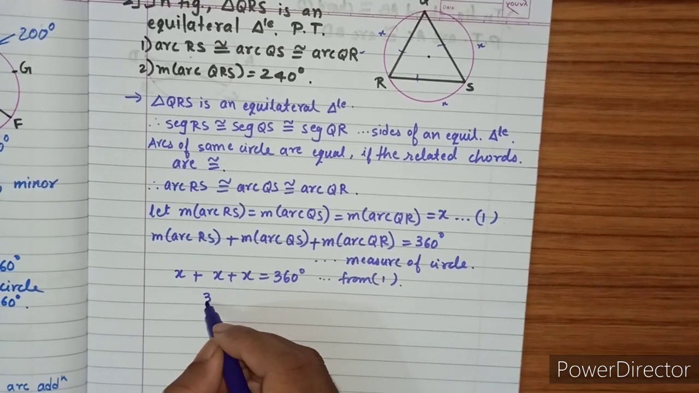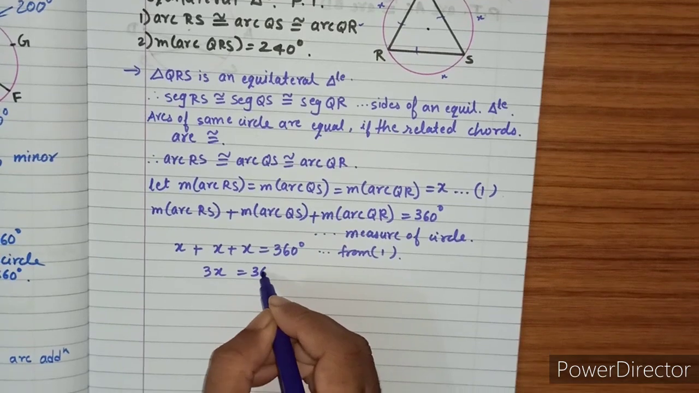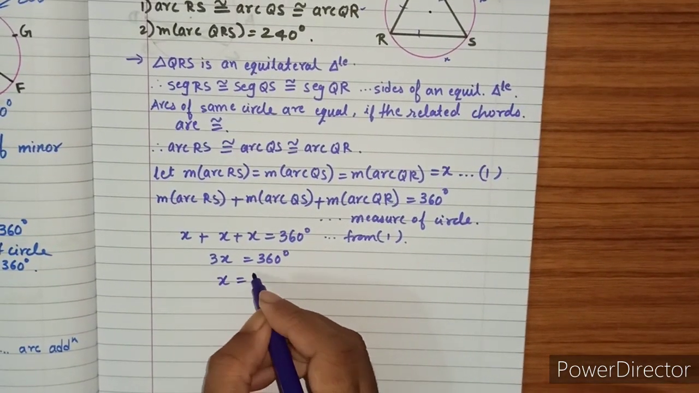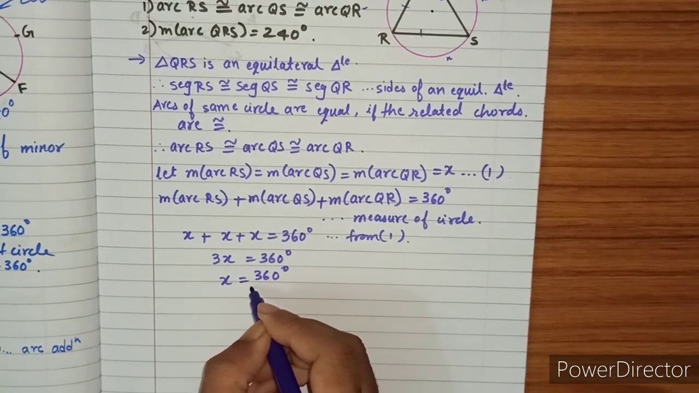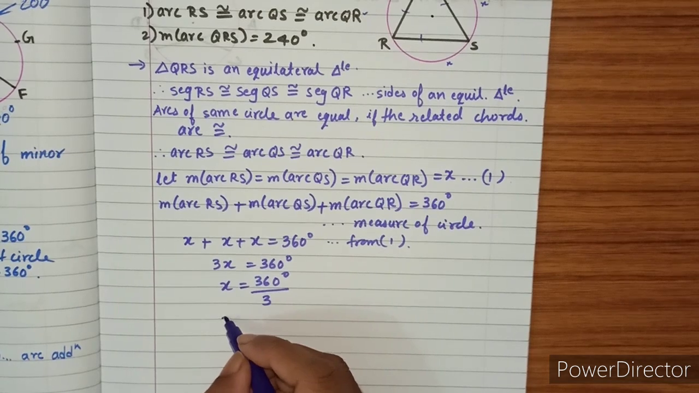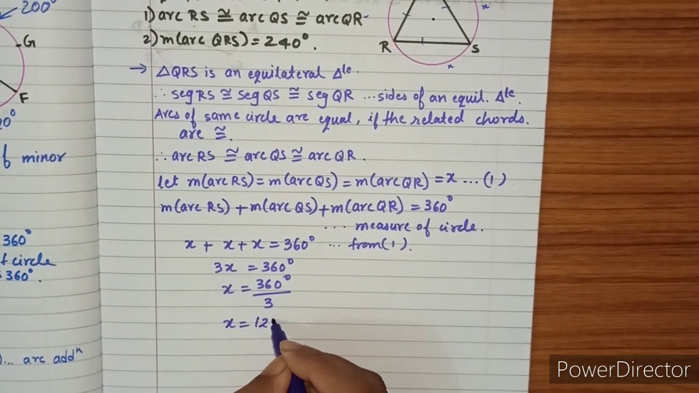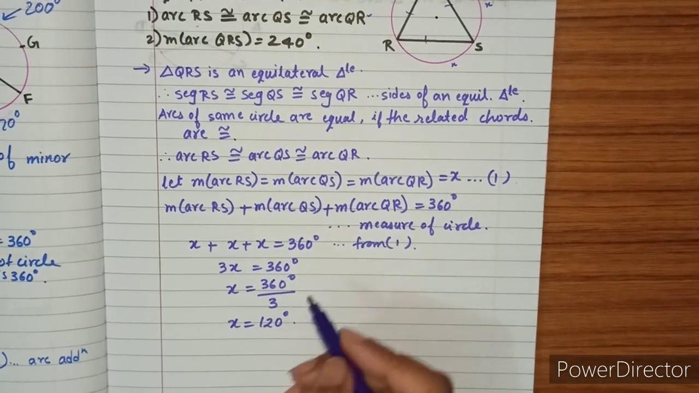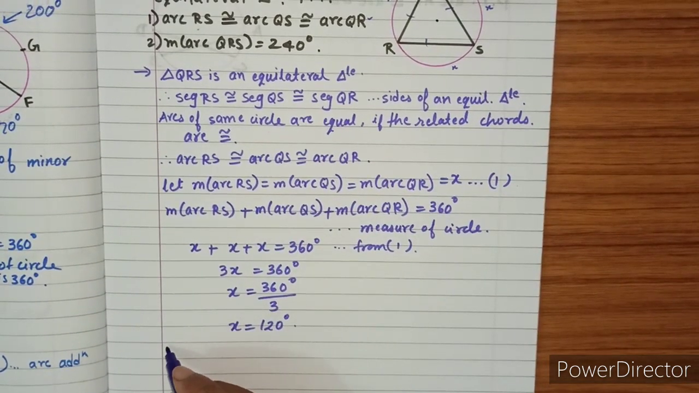Now this is 3x is equal to 360. Right? Now I am taking 3 onto my right hand side. This becomes 360 degrees upon 3. Let us divide this. What do you get? X is equal to 120 degrees. It means that all these arcs measure 120 degrees.